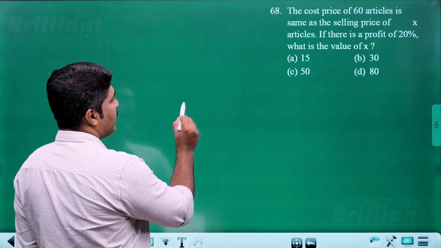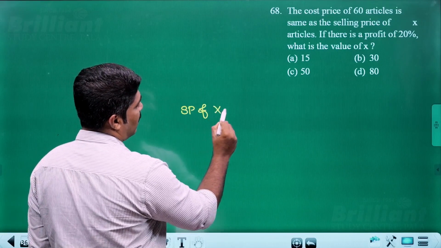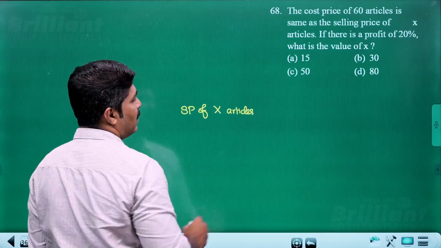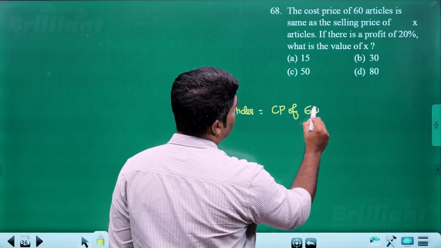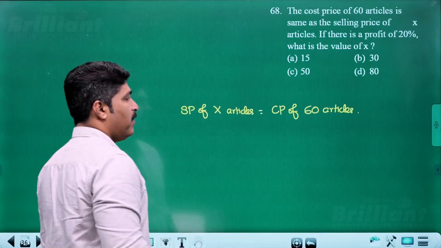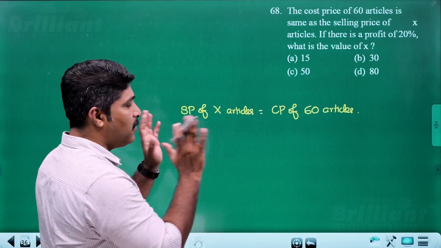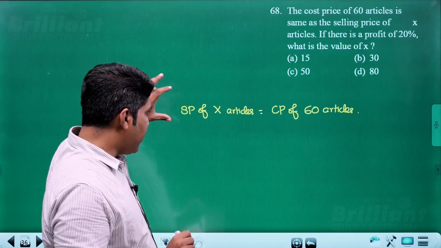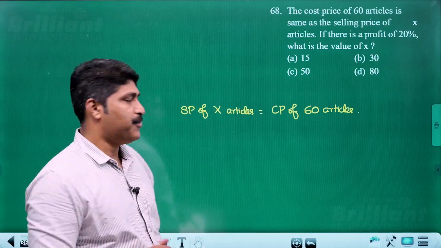The cost price of 60 articles is the same as the selling price of X articles. Always you have to start writing from selling price. Selling price of X articles is equal to the cost price of 60 articles. You just write the step like this. Whenever you need to make the ratio of selling price and cost price, you have to start to write it. Don't forget, you have to write selling price at left side. Selling price of X articles is equal to cost price of 60 articles.